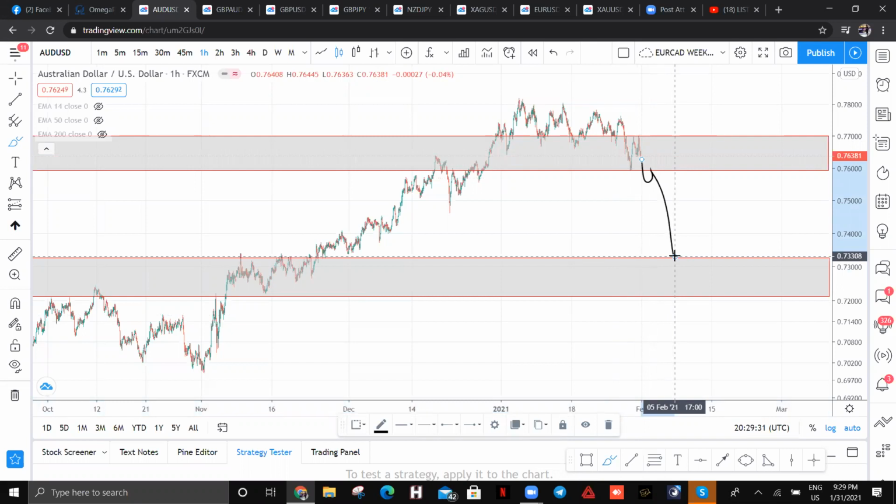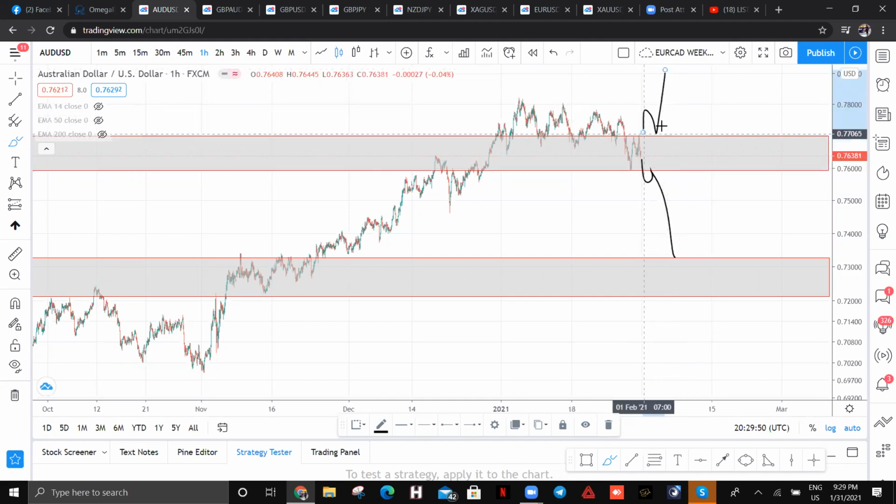As simple as ABC. Always wait for a breakout of the zone and wait for a retest, then you sell or you buy. But if price comes out of this zone, what are you going to do? You wait for a breakout of the zone, a retest, then you buy.